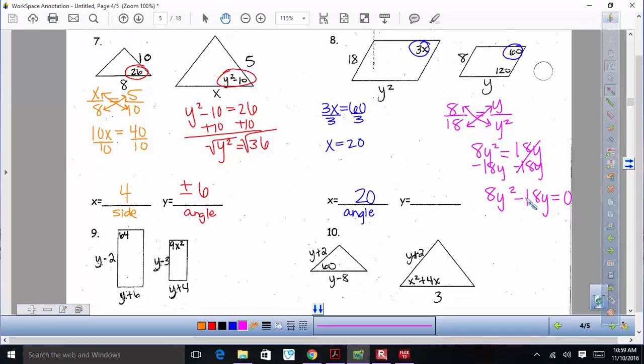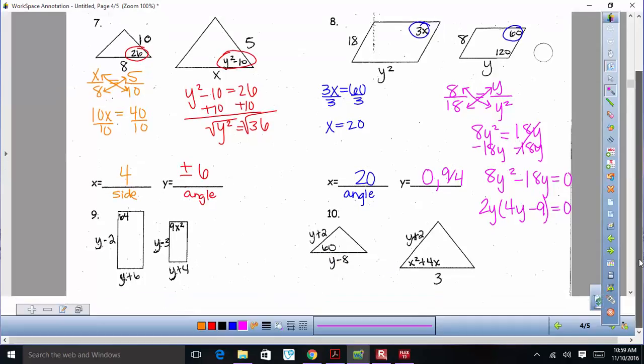Does that make sense? Okay, so from here, what type of factoring is this? GCF. What is a GCF? 2y. So that's going to leave me with 4y minus 9 equals 0. So what is the y outside always equal to? 0. And what would this y inside be equal to? 9/4. Perfect.